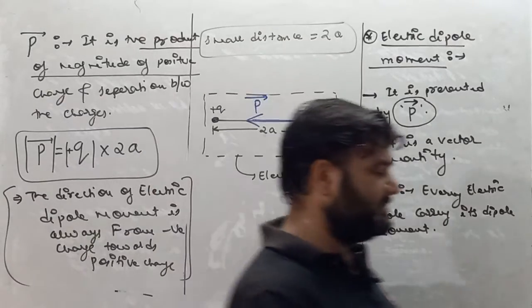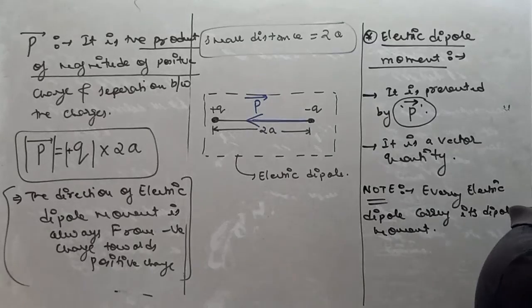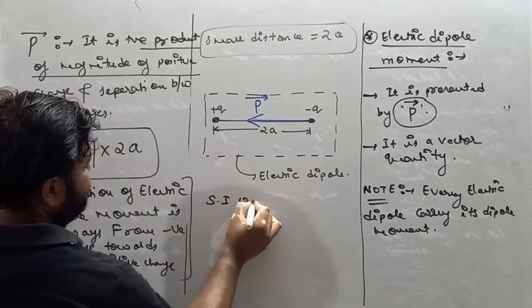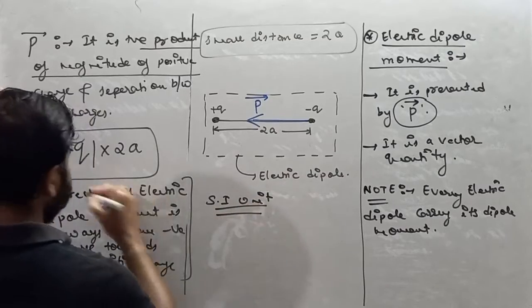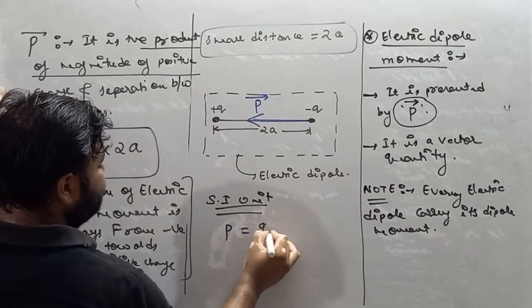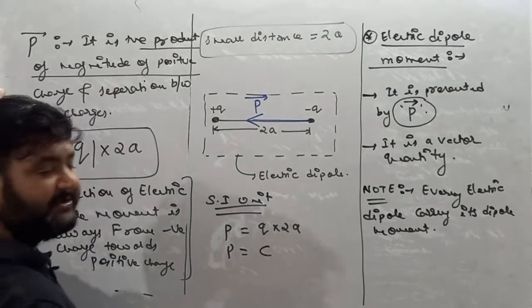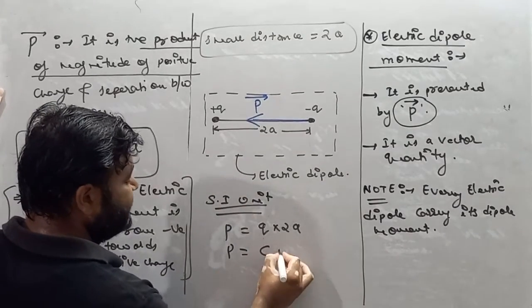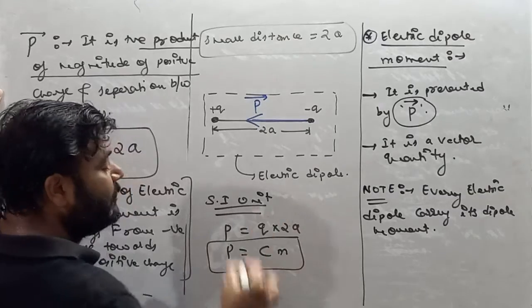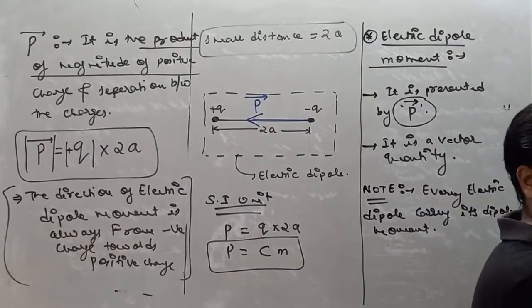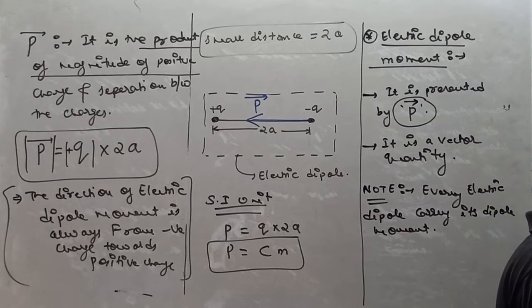Remember this thing. So this is all about electric dipole moment. If I am talking about its SI unit, it is very easy to find. It is Q into 2A. So Q is basically charge, its SI unit is coulomb, and 2A is distance, its SI unit is meter. So coulomb meter is the SI unit of electric dipole moment. Write down, dear student. I hope you all understand this concept.